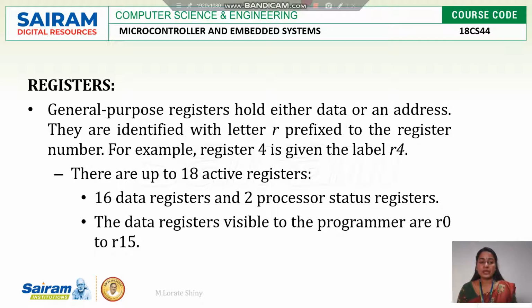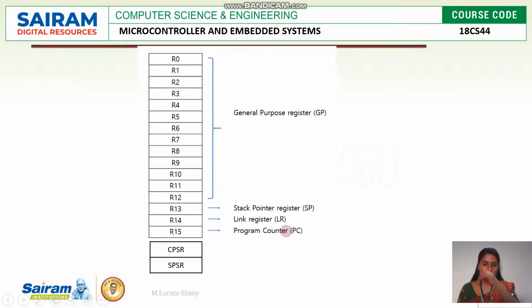These registers are identified with the letter R. For example, to denote register 4 we can write R4. There are 18 active registers. Out of these 18 active registers, 16 are called data registers and 2 are called processor status registers. The 16 data registers are from R0 to R15.